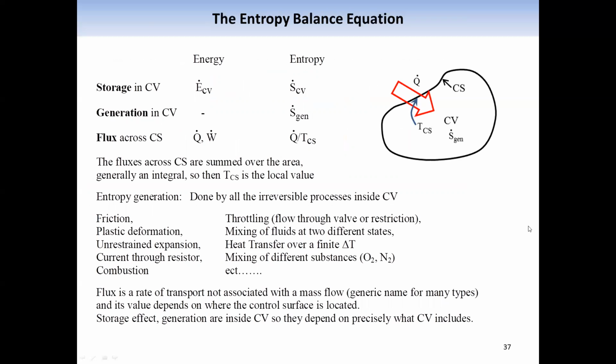This slide compares the energy balance equation to the entropy balance equation. The first law has three terms: the rate of total energy change equals Q minus W. For the entropy balance equation, we have a generation term and the flux due to heat transfer.